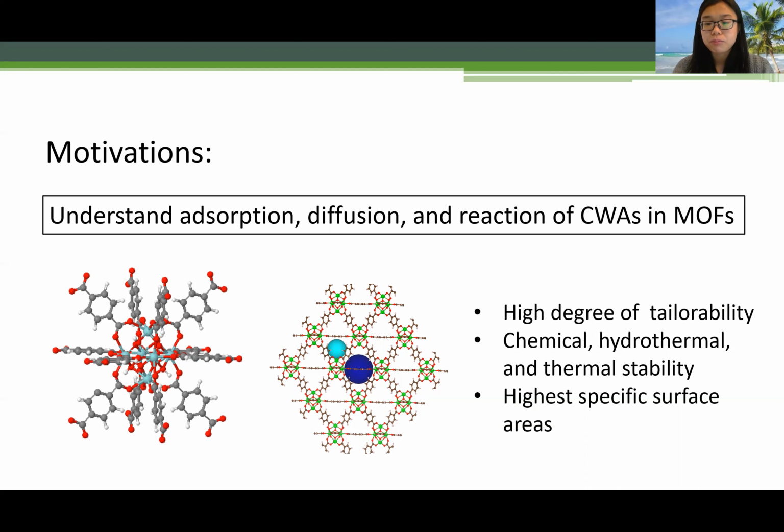In the middle is the periodic structure. The dark blue sphere represents the octahedral pore and light blue represents the tetrahedral pore.